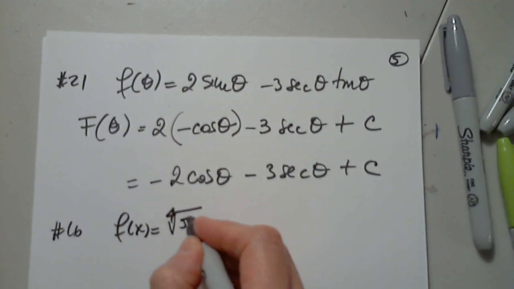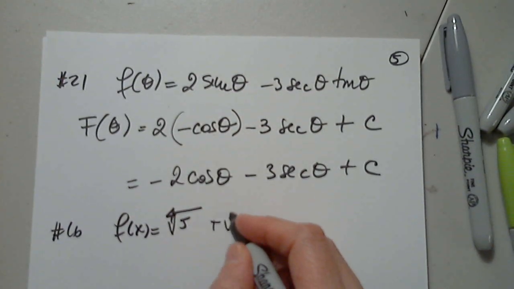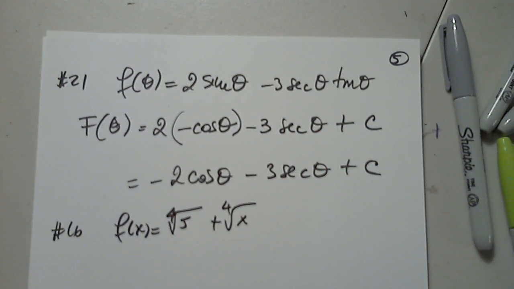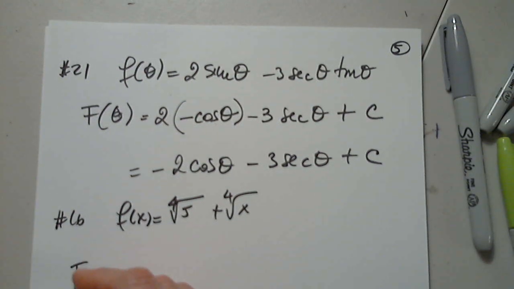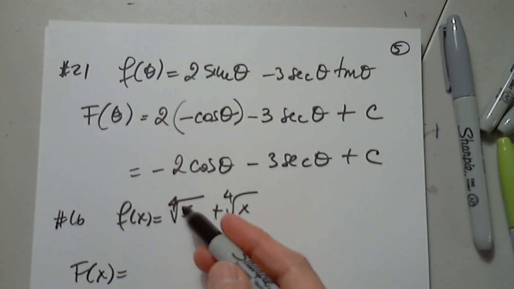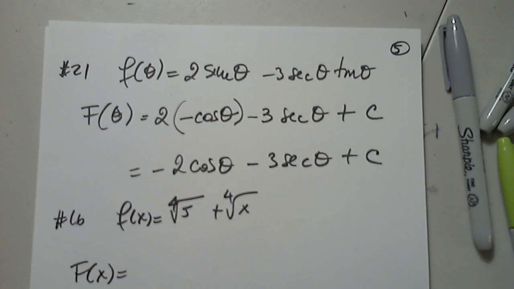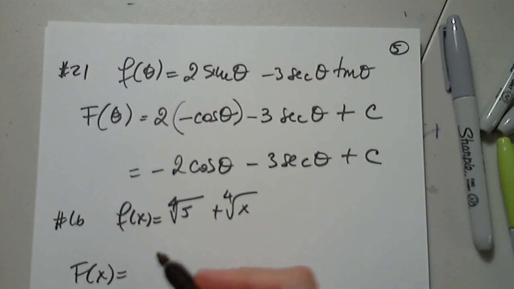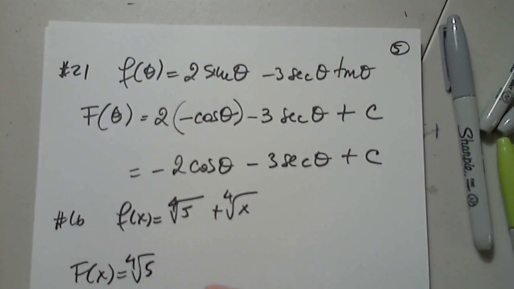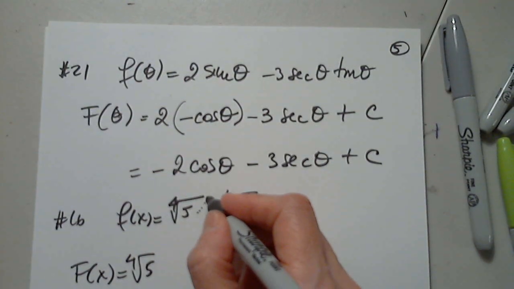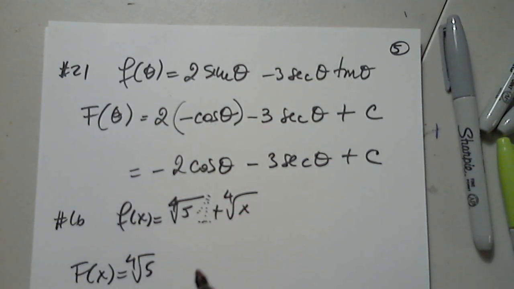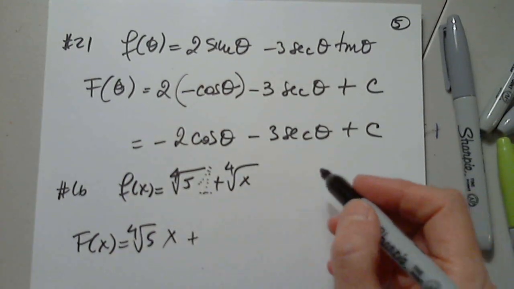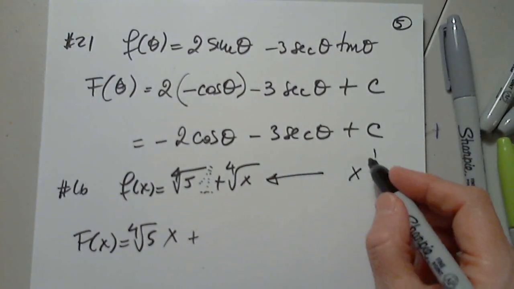equals the fourth root of 5 plus the fourth root of x. Good. Perfect. Good. Uppercase F of x. This is a constant. I have to copy it. Which function prime is 1? X. That's it. Plus, this has to be changed into x to the 1/4.